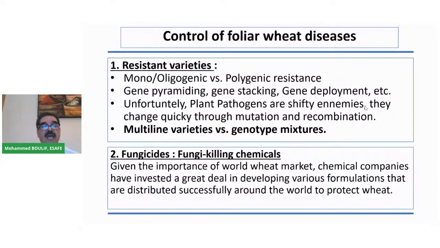So when you have an abiotic stress, some components of your crop population will ultimately die off, but others will tolerate the stress. And that's the reason why I am in favor of these multi-line varieties or genotype mixtures.